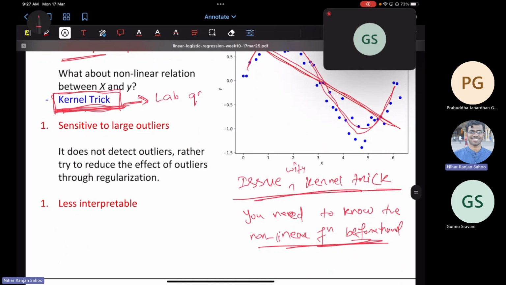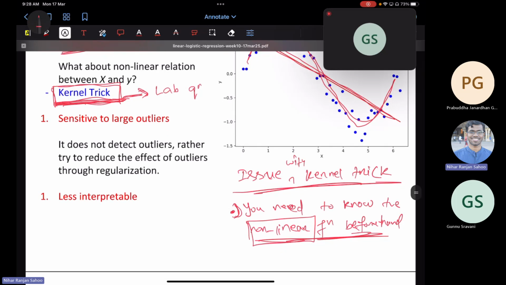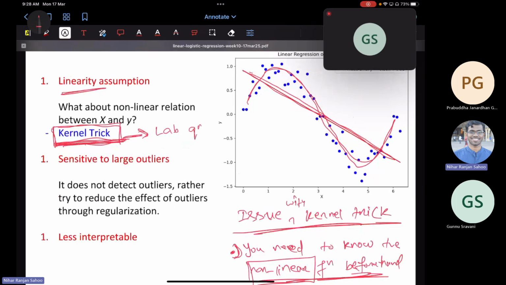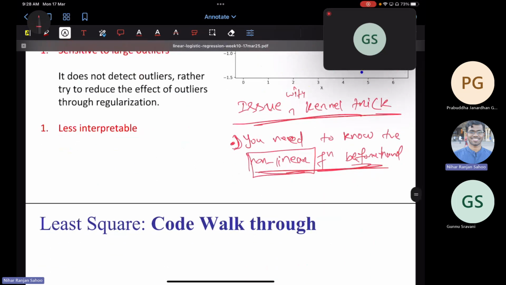Now how do I apply the kernel trick? There you will realize why we need to know this nonlinear function beforehand. Without knowing it beforehand, we cannot apply it, right? And it is very sensitive to large outliers. And again, the interpretability part is not there, right?